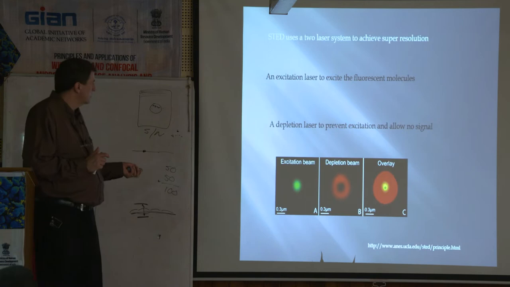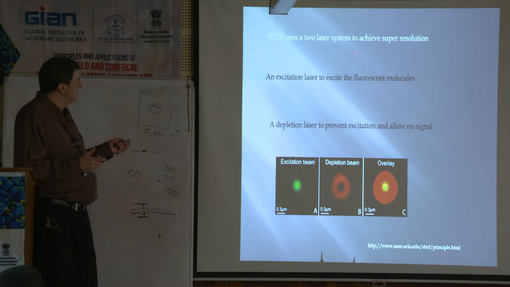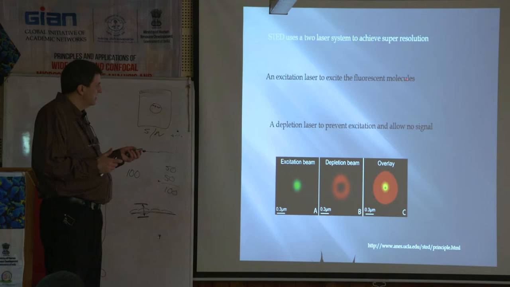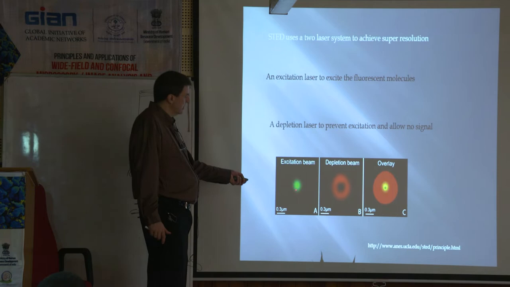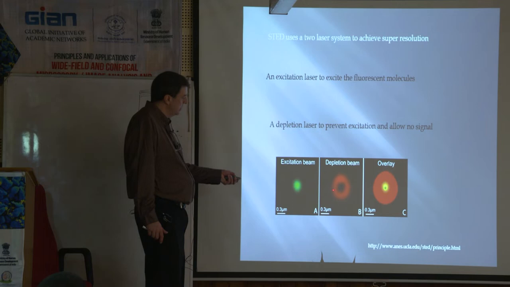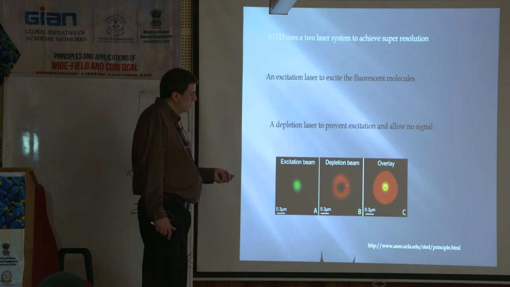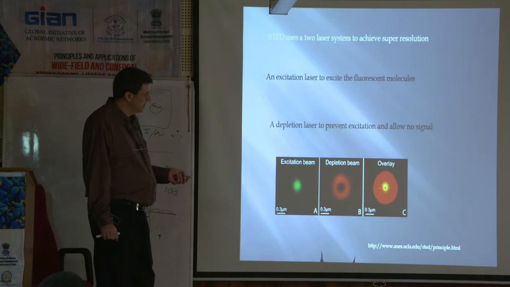This one is the same kind of idea in a way, but it uses two lasers to achieve super resolution. You have an excitation laser to excite the fluorescent molecule, here an excitation beam, and then a depletion laser to prevent excitation and allow no signal. So basically, you have this excitation here, and you have another laser that comes in called a depletion beam, and you put it around this. And if you eventually make this hole smaller and smaller, you can get beyond the theoretical resolution.